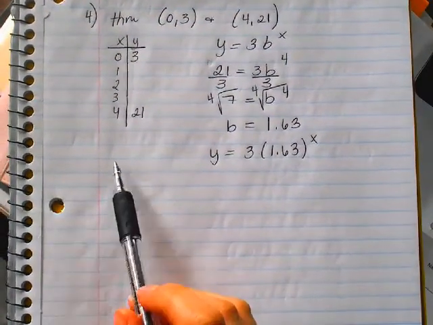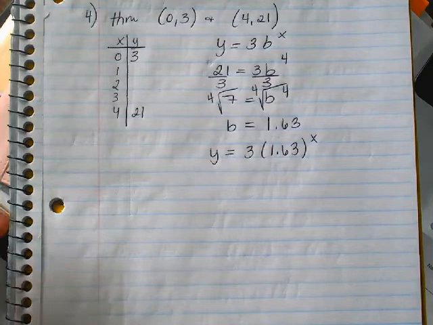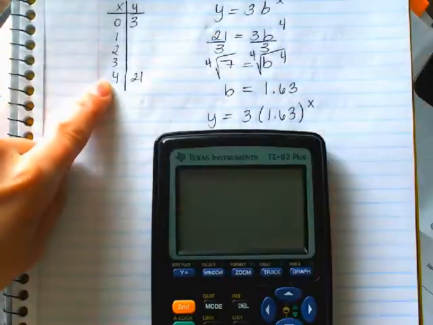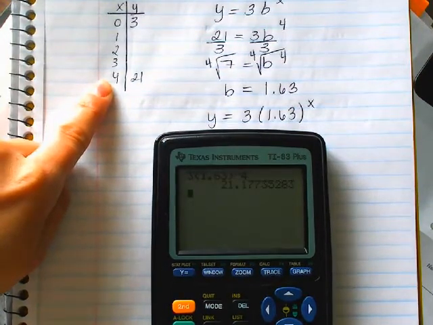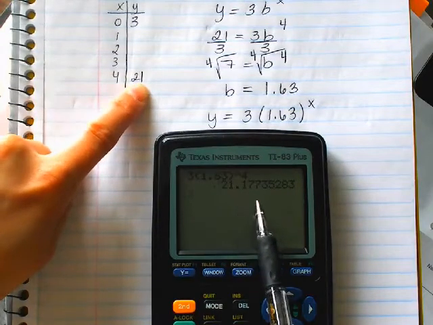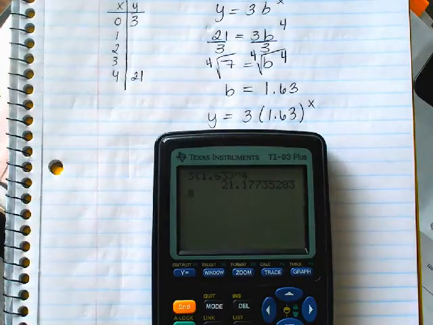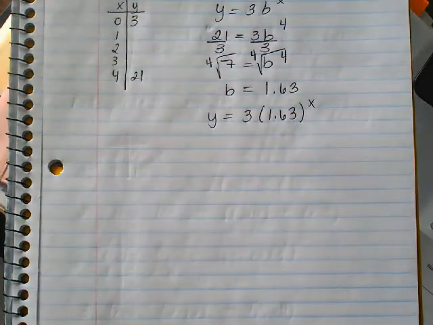And just out of curiosity, I'm going to plug in a point here and see how close I get, even though I rounded my growth factor. So I'm going to plug in x for 4. 3 times 1.63 to the 4th power is 21.2, essentially. So pretty close to 21. The more decimal places you use, the more accurate your growth factor is going to be. But in this case, I think that's close enough.